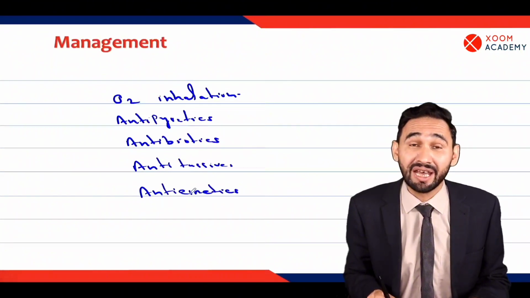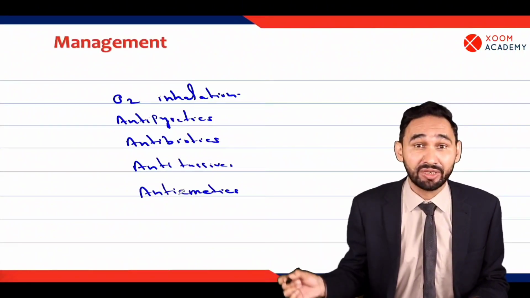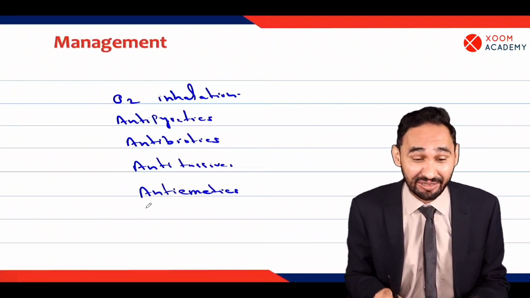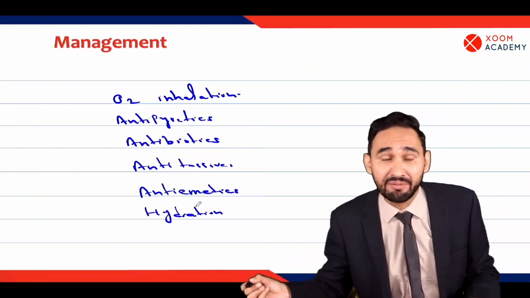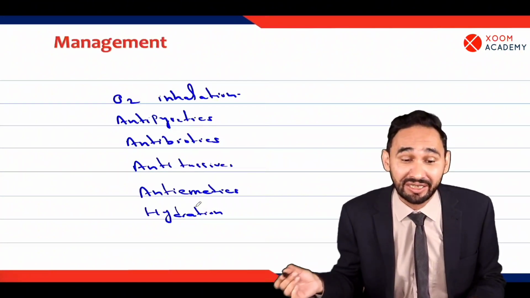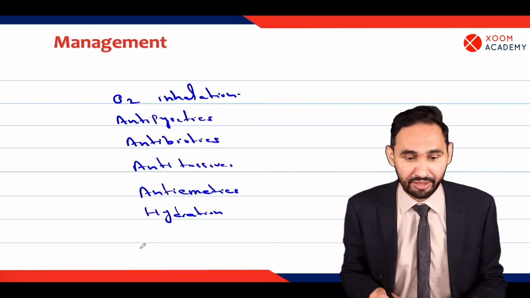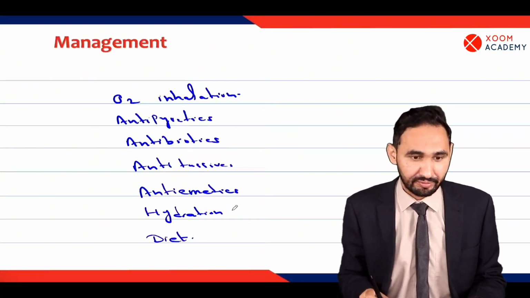Plus, we need to maintain hydration because of cough and vomiting. There may be dehydration. So we need to maintain the hydration status of children. IV fluids can be given or ORS can be given. Otherwise, the child may suffer from severe dehydration and can die. We need to manage diet as well. This is the management or treatment.